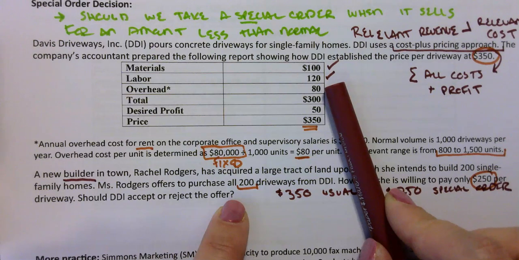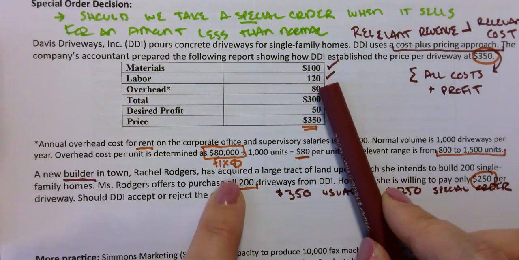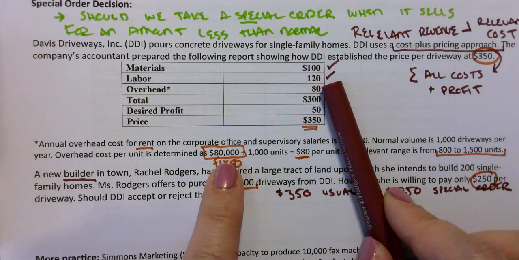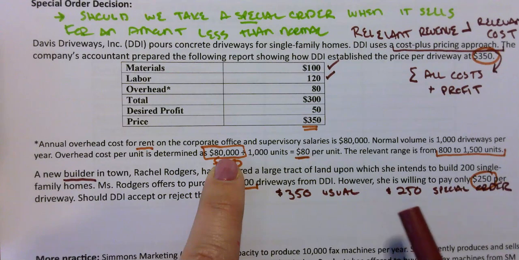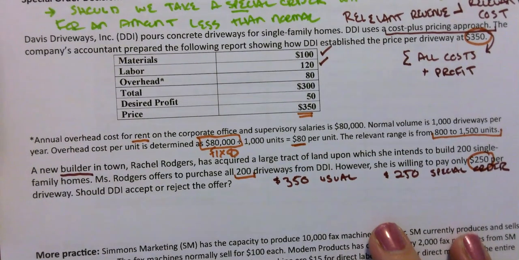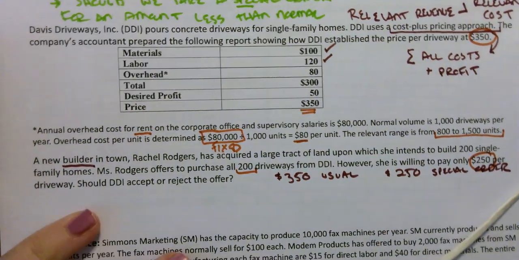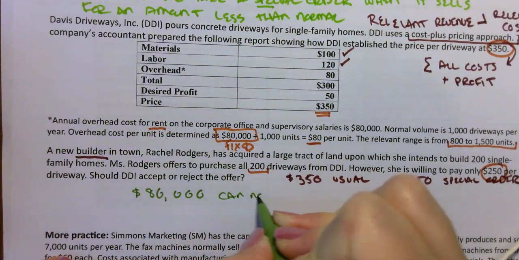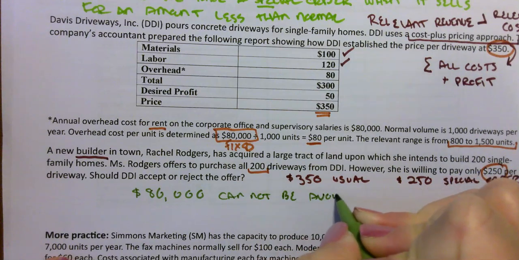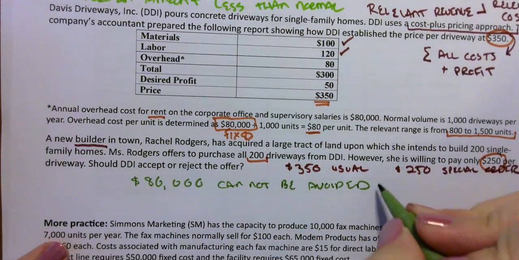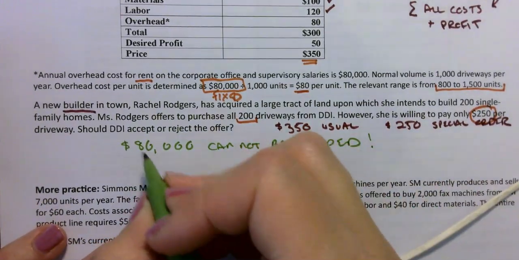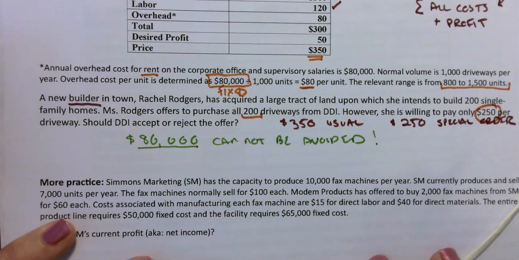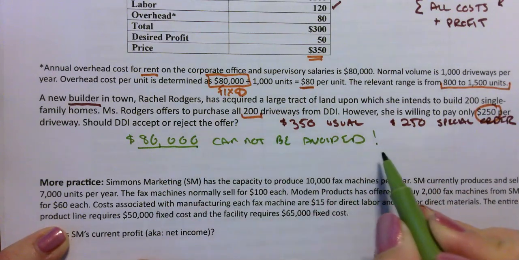What about the overhead? Now, I understand they put it in a per unit amount, but that's based on $80,000 fixed cost. Are they going to be able to avoid $80,000 if they don't take her order of 200? No. This $80,000 in overhead is not avoidable. It cannot be avoided. They are going to incur it either way. And this, again, is fixed. Sometimes you can lean on that, sometimes you can't. But that $80,000 cannot be avoided.